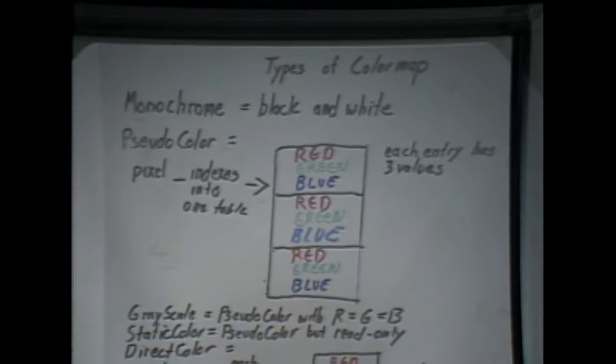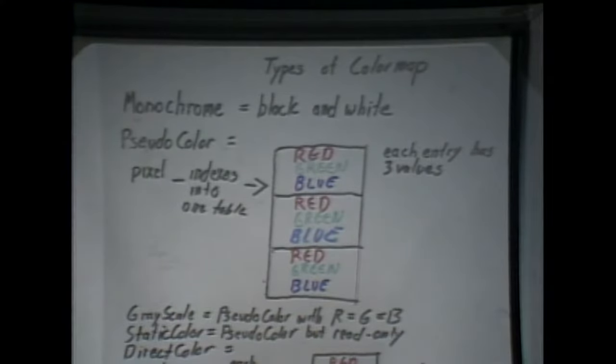X11 has added one new black and white color type called grayscale and three new color map types called static, direct, and true color. Grayscale produces different intensities of black and white. It's actually sort of pseudocolor with red, green, and blue being set to the same thing so you get different levels of gray. Static color is a server-allocated, read-only version of pseudocolor.